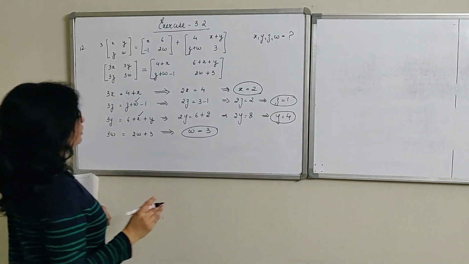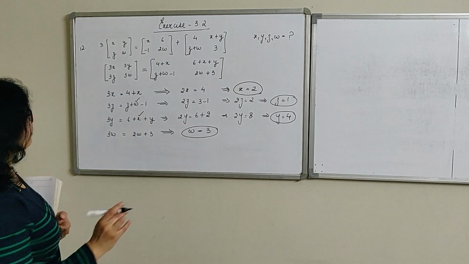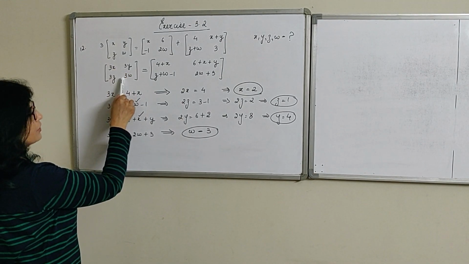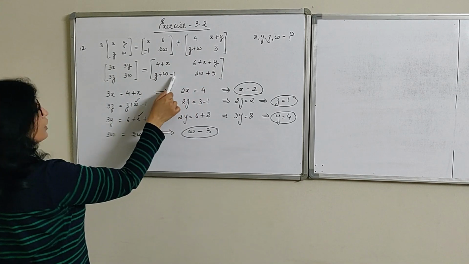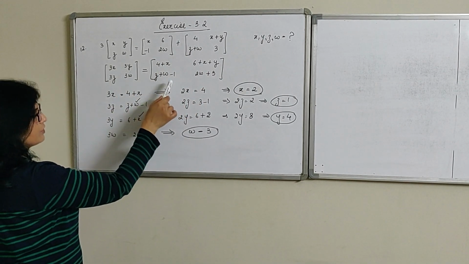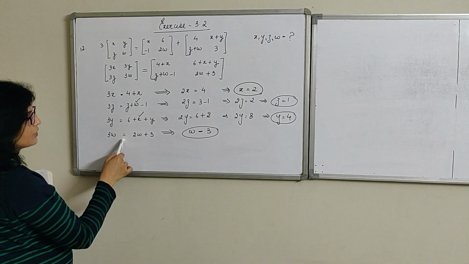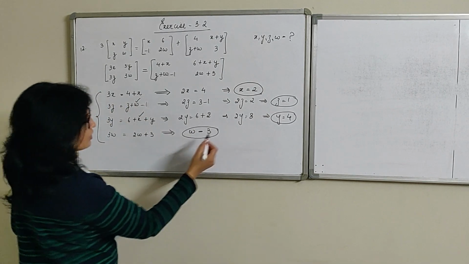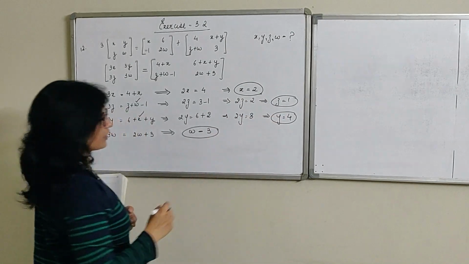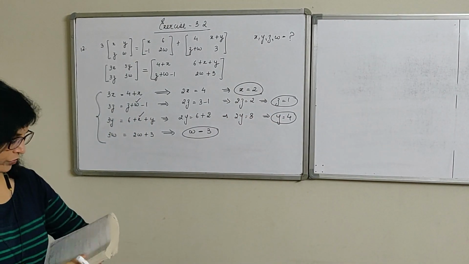So in this question, we have used a number of concepts. First, we have used scalar multiplication, addition of two matrices, then equality of matrices. If two matrices are equal, the corresponding elements are equal, we obtain four equations. Solving these equations, we are able to find the values of x, y, z and w.